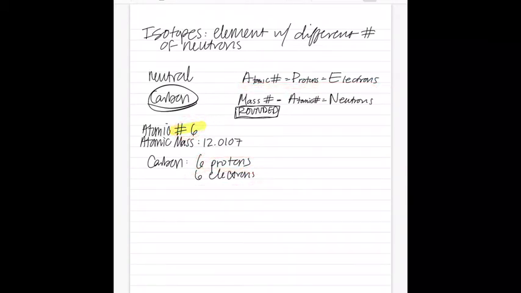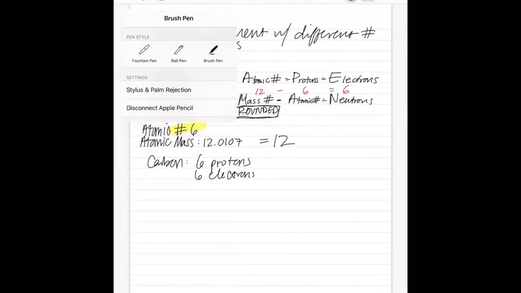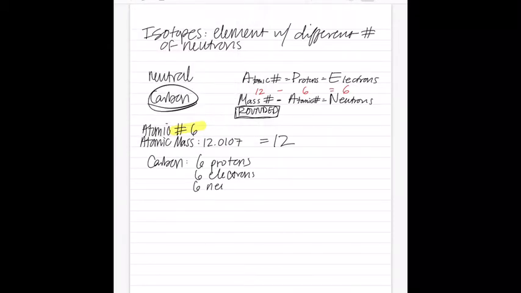Now, to figure out the number of neutrons, we have to round this number to the nearest whole number, because this number is the average atomic mass. That's not what we need to use here. We need the mass number because it's got to be rounded. So the mass number for that is going to be 12. The atomic number is 6, so 12 minus 6 is 6. That means I have 6 neutrons as well.